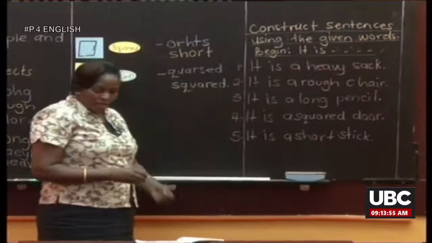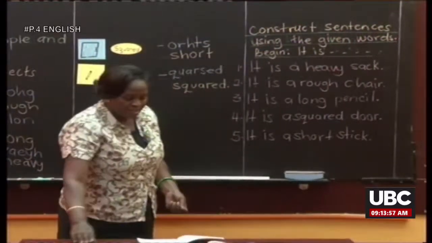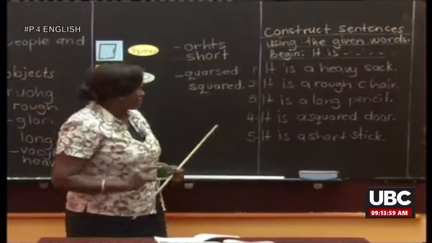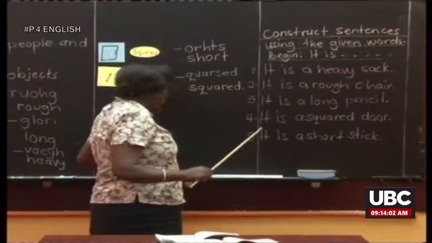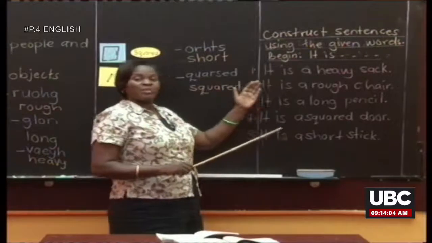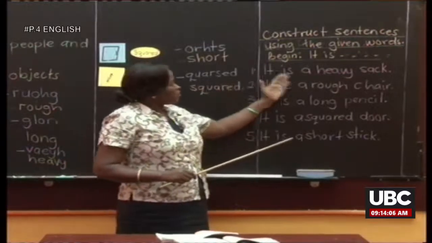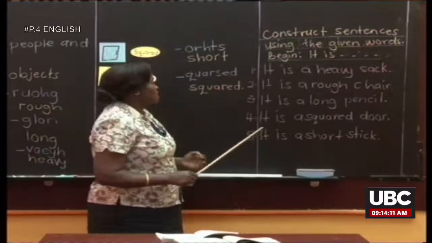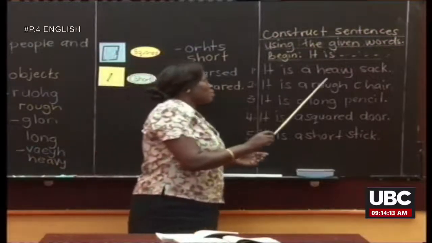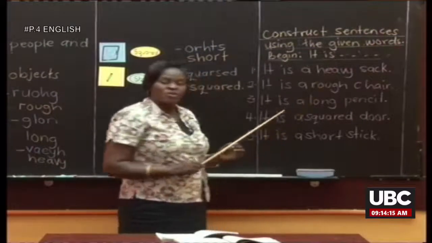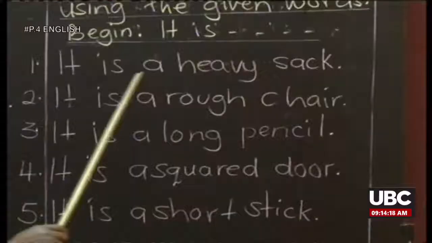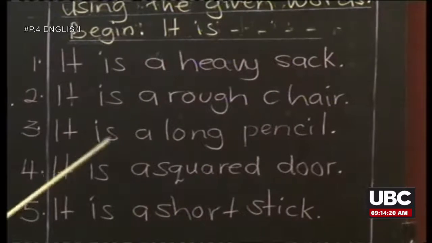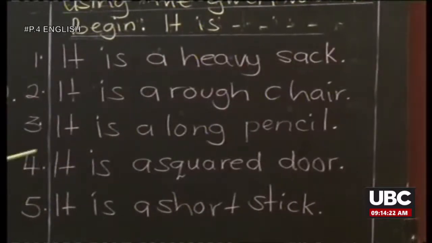Yes, we have tried to get very simple short sentences, but they are correct. We are trying to develop our speaking skill by first of all beginning with these short, simple sentences using the given words. We have been given the word heavy, but we've tried to construct a sentence saying, it is a heavy sack. You are describing, at the same time, you are constructing very good sentences. So let's read through our sentences.